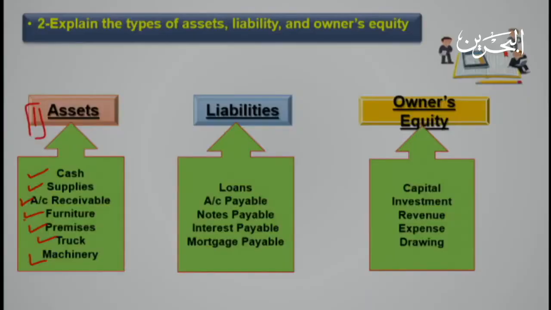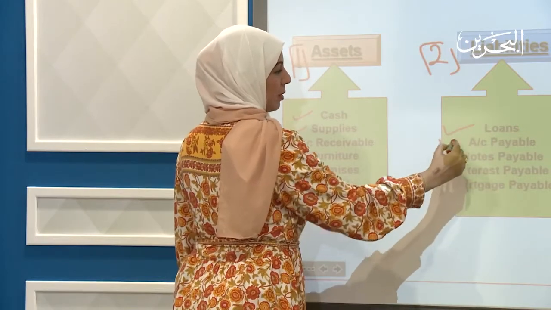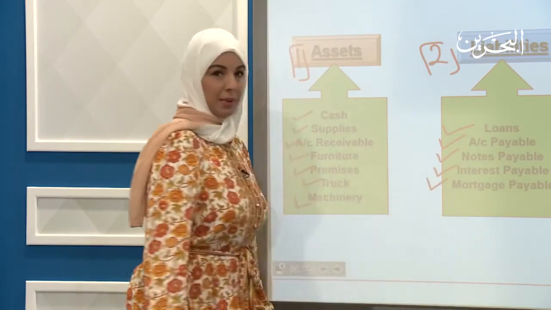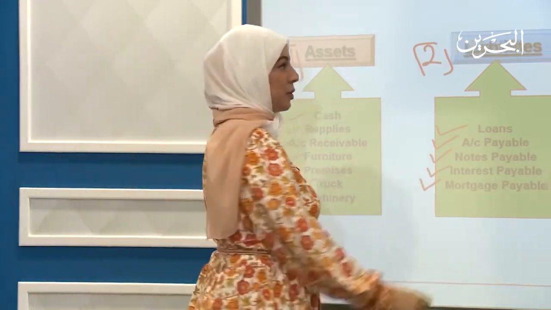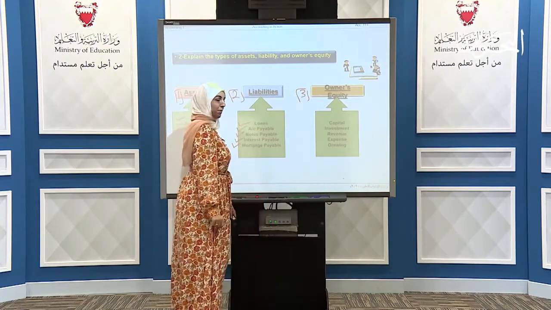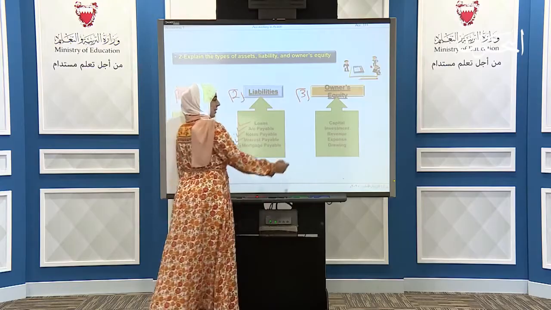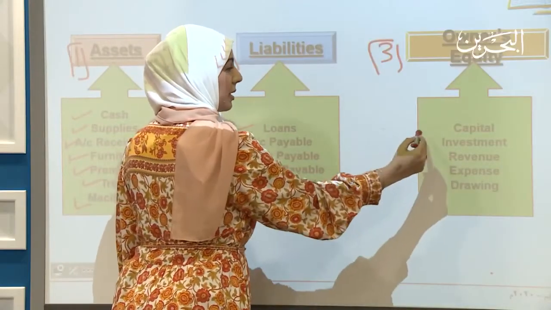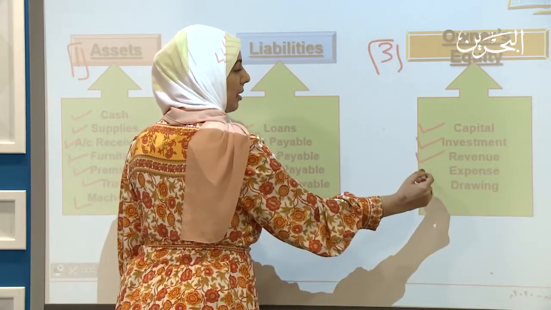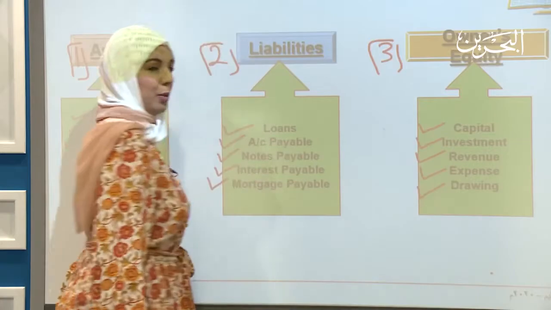Moving to the second component of the accounting equation, which is the liability. Let us take examples: loans, accounts payable, notes payable, interest payable, and mortgage payable. Finally, we shift to the third part, the owner's equity. Examples include capital, investment, revenues, expenses, and it ends with the drawing.